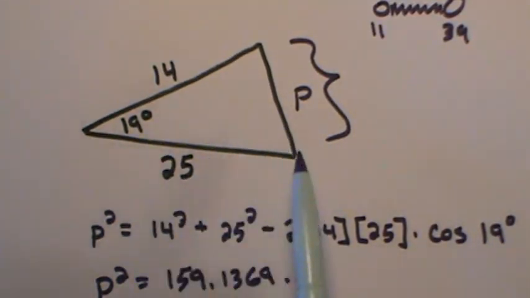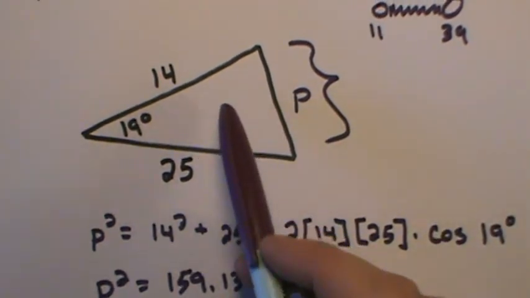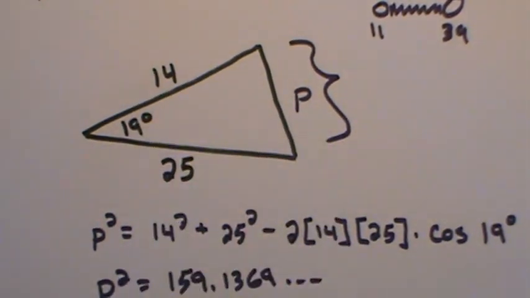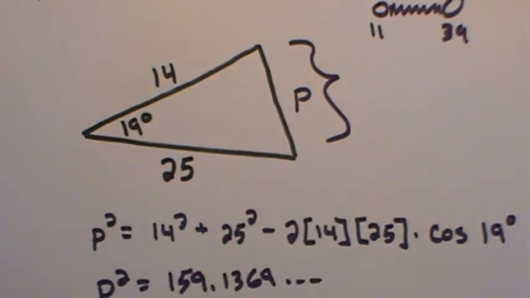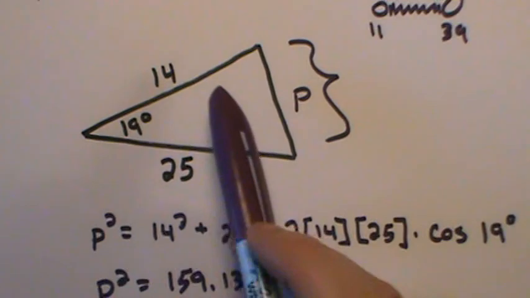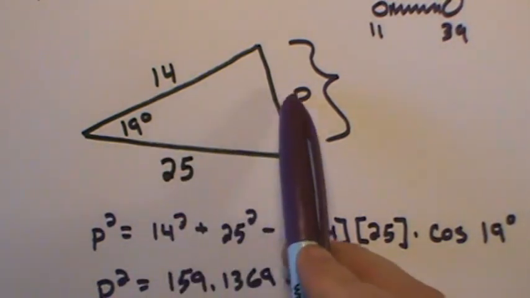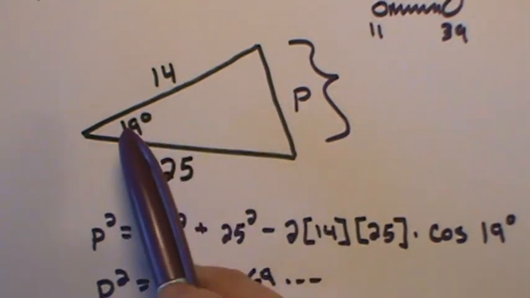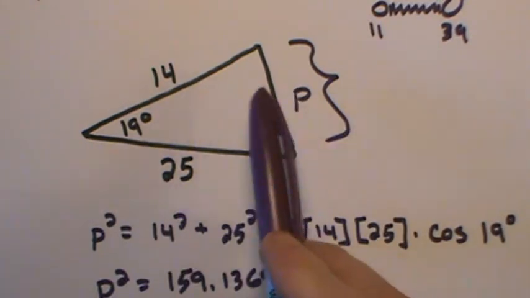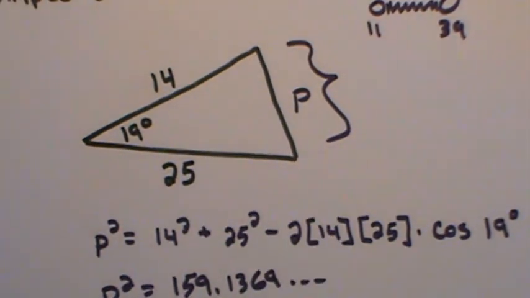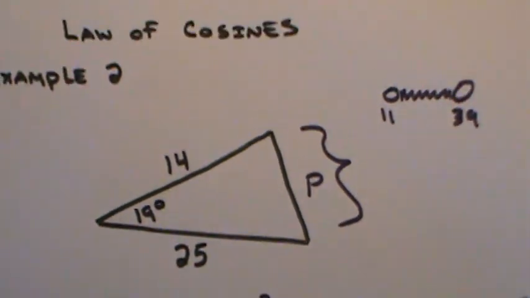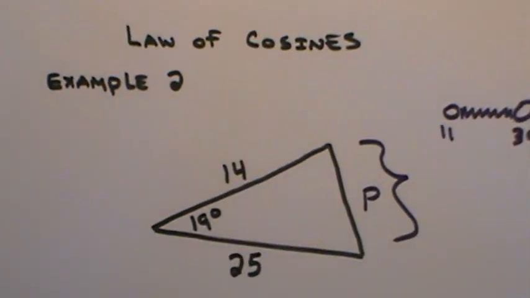Once you have the three sides of the triangle, there's all kinds of things you can do. You could find the area using Heron's formula. You could find the angles, as I did in the introduction, by using the law of sines, because now you have a side here. You could do that ratio, sine of an angle to the side is equal to the sine of an angle to the side. You could actually find the missing angles. That's your second example for the law of cosines.